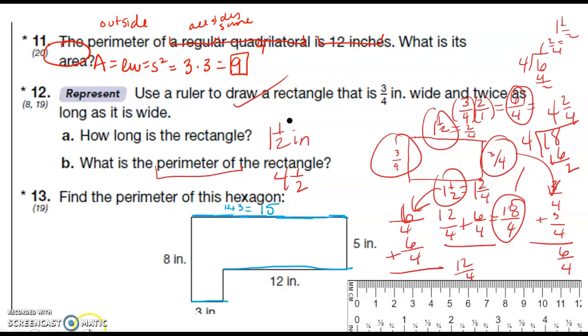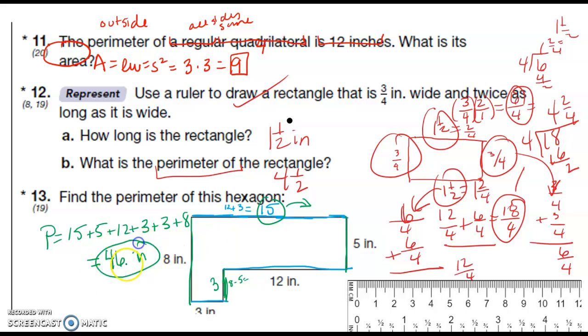Okay, and then let me change colors. And I have a missing side right here. So I know this whole thing is 8, but this is 5. So this is going to be 8 minus 5, which is 3. So now I can do the perimeter. If I start at 15 and go that way, I have 15 plus 5 plus 12 plus 3 plus 3 plus 8, which is, I got 46 inches. There we go.